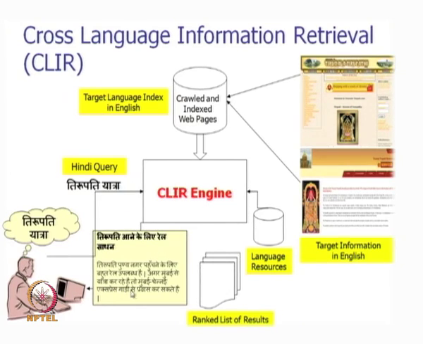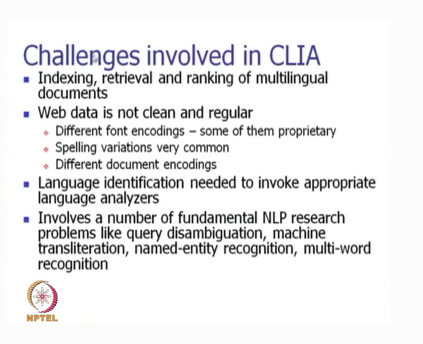So, this is a piece of information which the web has thrown at the user. All right. The result is obtained in Hindi, and this is the snippet. So, the challenges which are involved in cross-lingual information access are the following: indexing, retrieval and ranking of multilingual documents. All these documents should have been crawled a priori from the web, and they should have been indexed to be available to the search engine, and ranking of multilingual documents should be there, so that the user can find the relevant documents towards the top of the list.